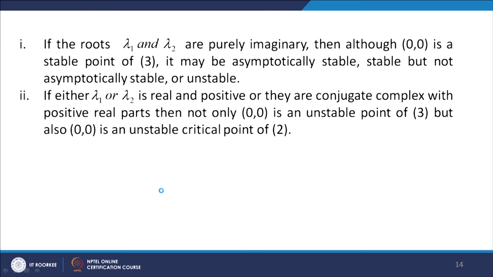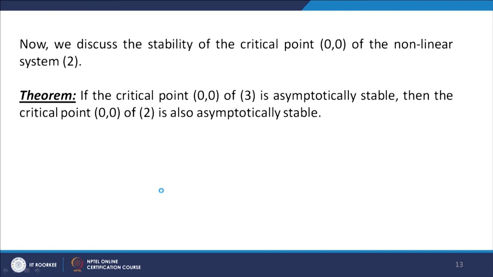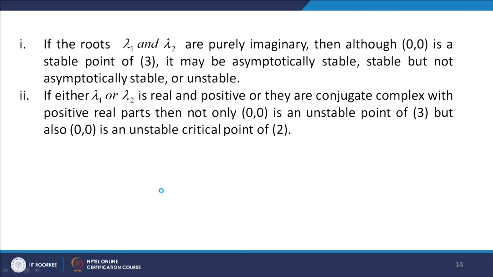Regarding stability, if the critical point (0, 0) of system 3 is asymptotically stable, then the critical point (0, 0) of system 2 is also asymptotically stable. If either lambda 1 or lambda 2 is real and positive, or they are conjugate complex with positive real part, then not only is (0, 0) an unstable point of 3, but also (0, 0) is an unstable critical point of 2.